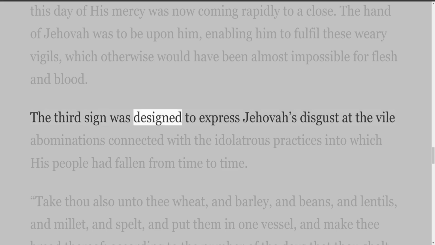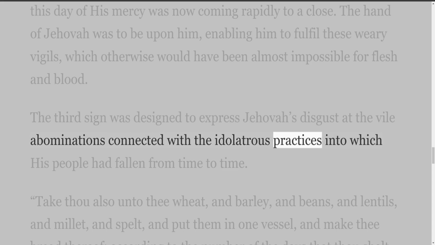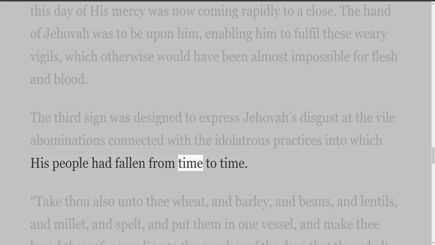The third sign was designed to express Jehovah's disgust at the vile abominations connected with the idolatrous practices into which his people had fallen from time to time.